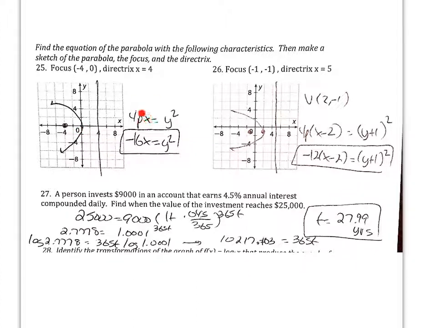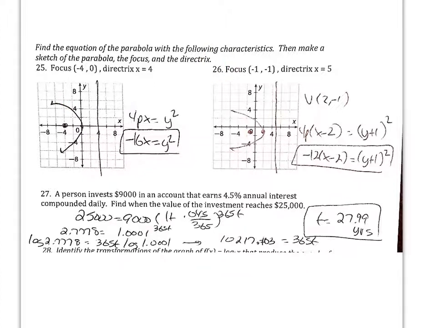So what I did over here, I didn't put any parentheses because I had 0, 0. Remember, 4p goes the way the parabola goes. Well, the parabola is going sideways, it's going left, so it goes with the x because the x-axis goes left and right. And your p is just how far it is from your vertex to your focus, which is 4. So 4 times 4 is 16. I put negative 16 because it's going left.